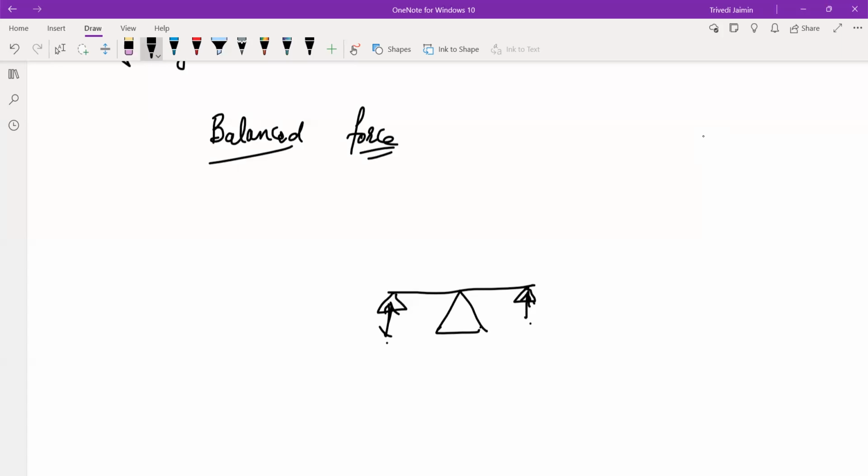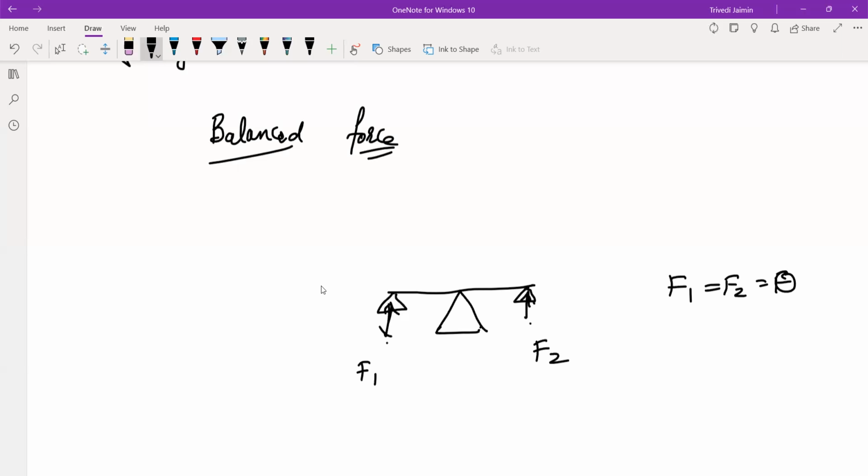Sir, if we apply equal forces, it will remain like that only. Let's take F1 here, F2. So both F1 equals F2, same force. Now it will be balanced. That's what you're saying. I think it should be equal to 0, then it will be balanced. Equal to 0, that means no force.